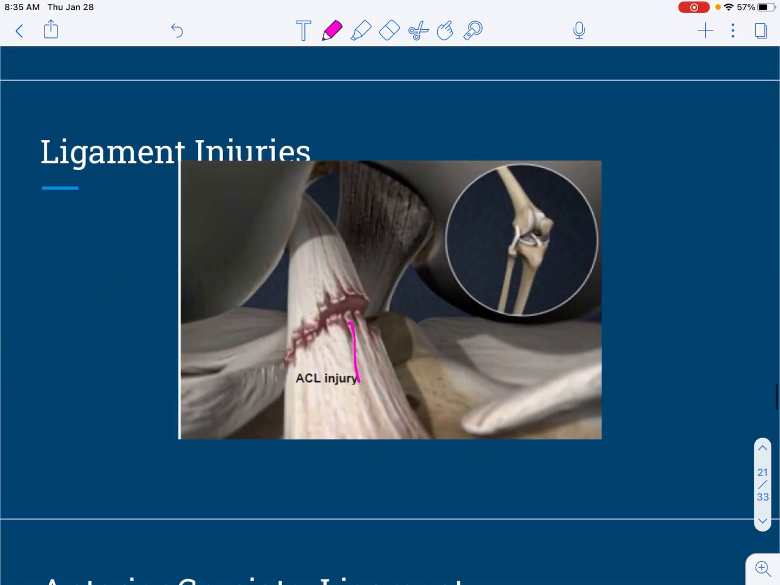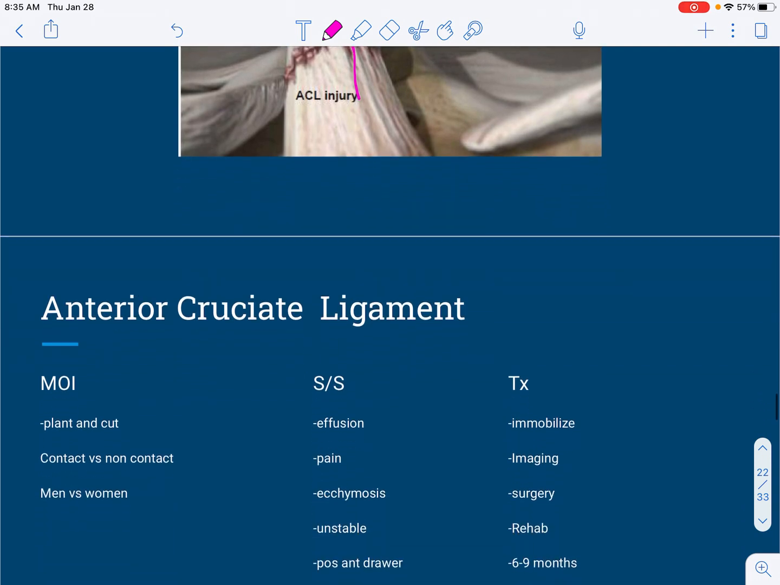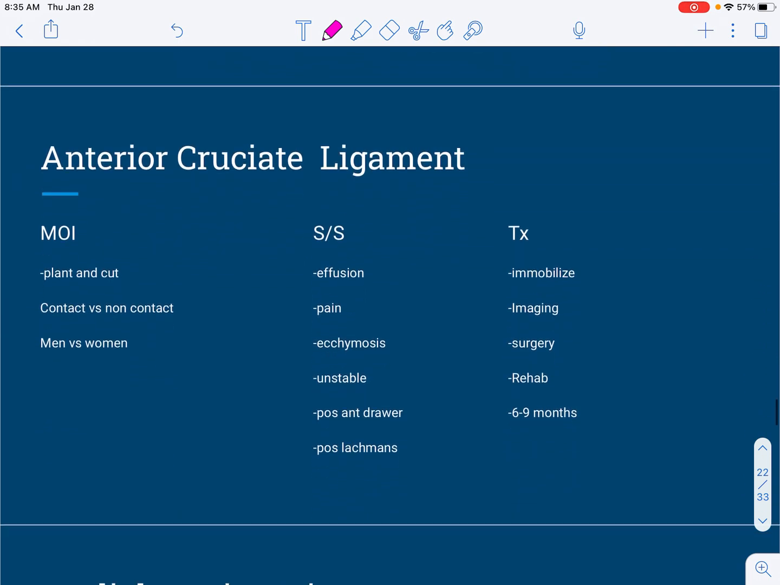We're going to start with ligament injuries, soft tissue injuries, talking about tendons and ligaments. We did fractures before, but now we'll move on to more soft tissue. The first one that everybody probably thinks about when we talk about ligamentous injuries is the ACL, the anterior cruciate ligament.